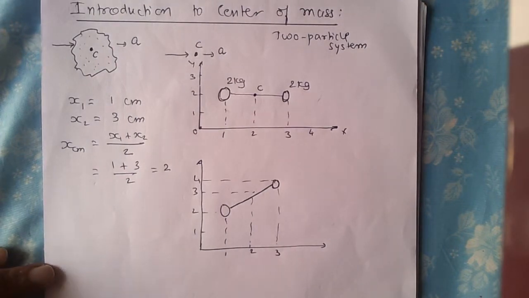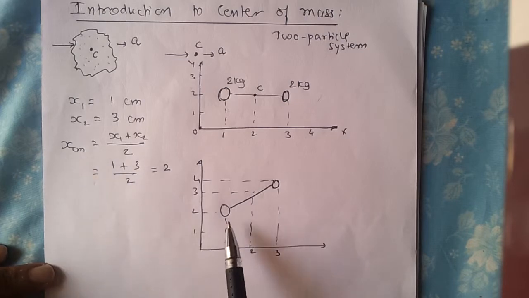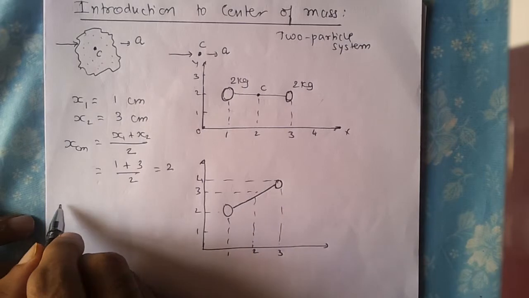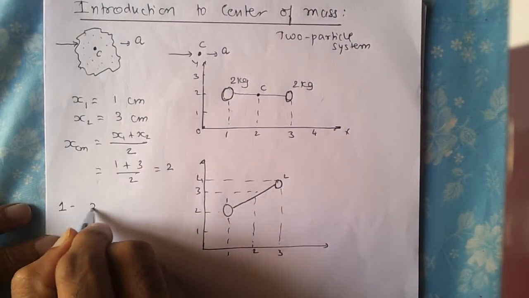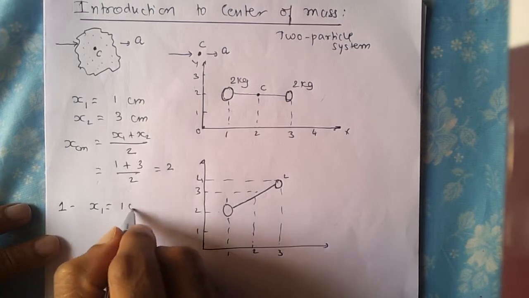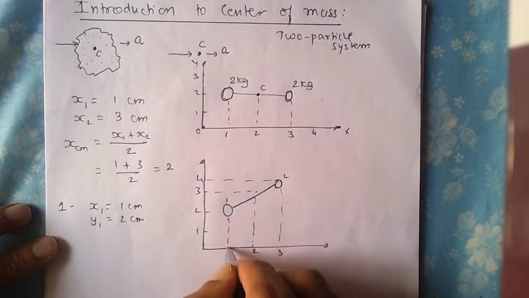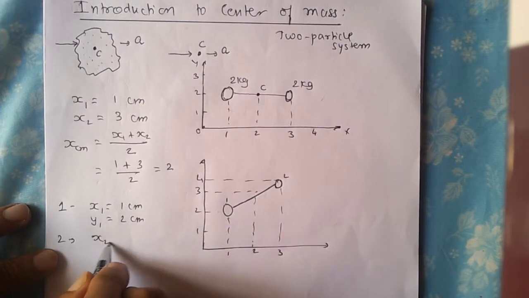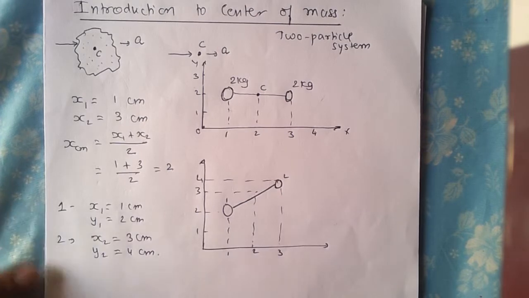Now in this case I cannot obtain the center of mass only by taking the x coordinates. I will have to also introduce the y coordinates. Let us call this particle 1 and particle 2. For particle 1, x1 is 1 centimeter and y1 is 2 centimeter. And for the second particle, x2 is 3 centimeter and y2 is 4 centimeter. So these are the coordinates.